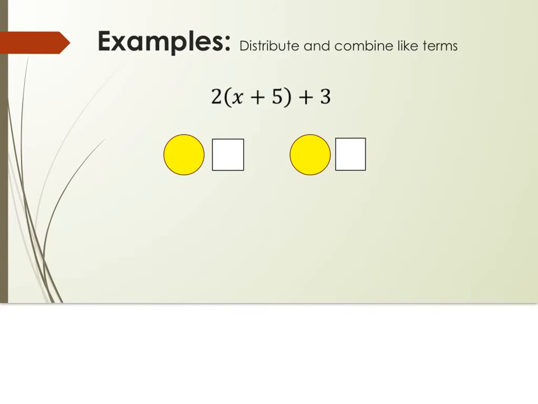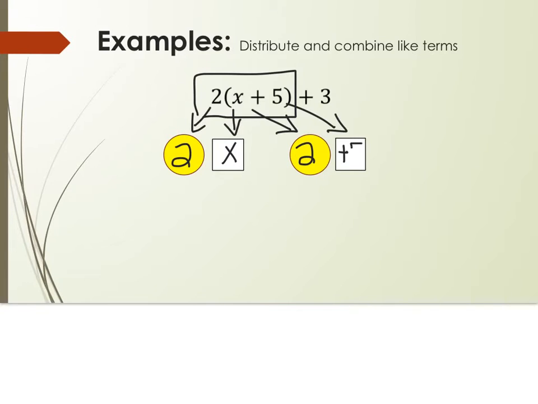Now we're going to look at distributing and combining like terms. Your first step is to distribute because we have a 2 that needs to be shared with an x and a positive 5 that are inside the parentheses. You will bring the 2 down to the yellow circles because you are sharing it and need to multiply it by the x and the positive 5. We will also bring down the positive 3 just so you don't forget that later on.